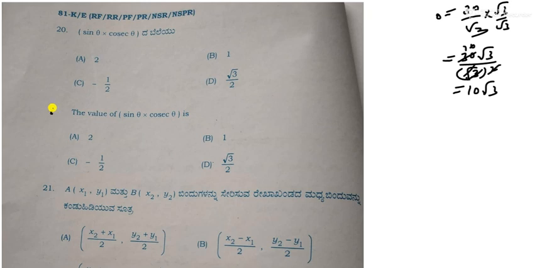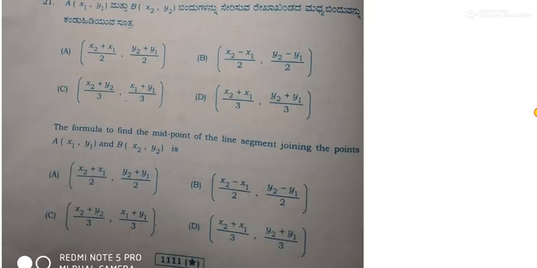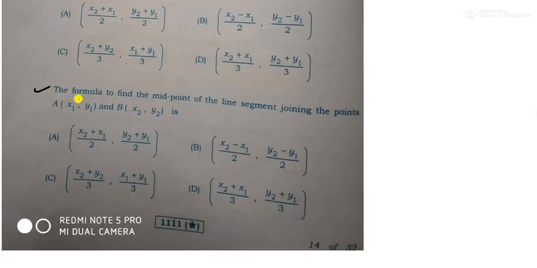Question number 20. The value of sine theta plus cosec theta is dash. So since they are reciprocal to each other, we'll write like this. Cosec theta is 1 by sine. So sine cancel. Option number B is the right. Next, question number 21. The formula to find the midpoint of the line segment joining the points this and this. So it is x1 plus x2 by 2 and y1 plus y2 by 2. Even if they write here or here, both of them are correct. Option number which? A is right. X1, X2 should be near and plus should be there between them. So option number A is right.